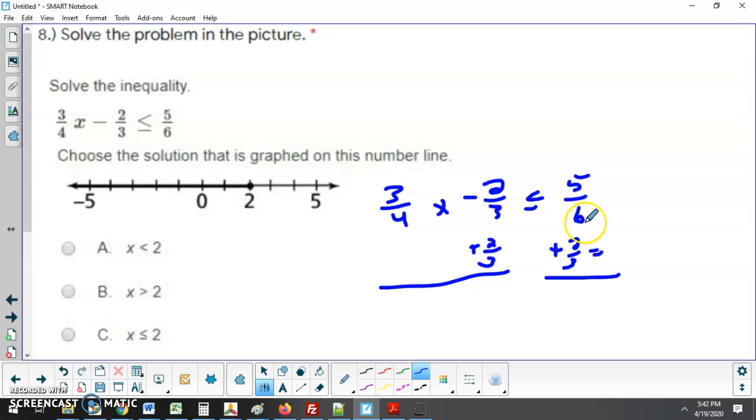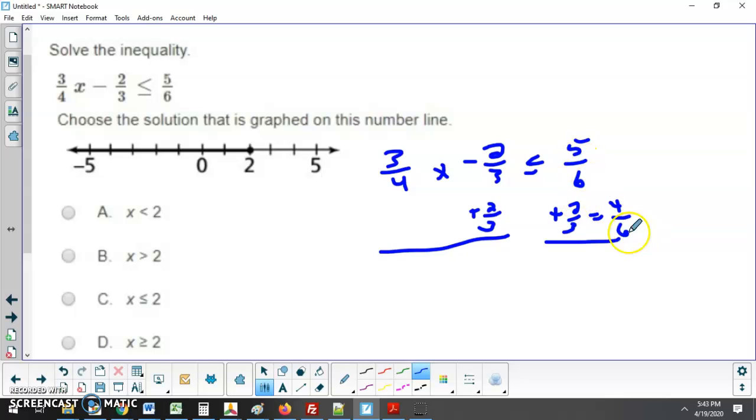So I'm going to change 2/3 and the common denominator with 3 and 6. The smallest number you could use is 6. So 2/3 is going to become 4/6. All right, so I'm going to add 5/6 and 4/6 together. That's equal to 9/6. All right, so we have 3/4 x is less than or equal to 9/6.